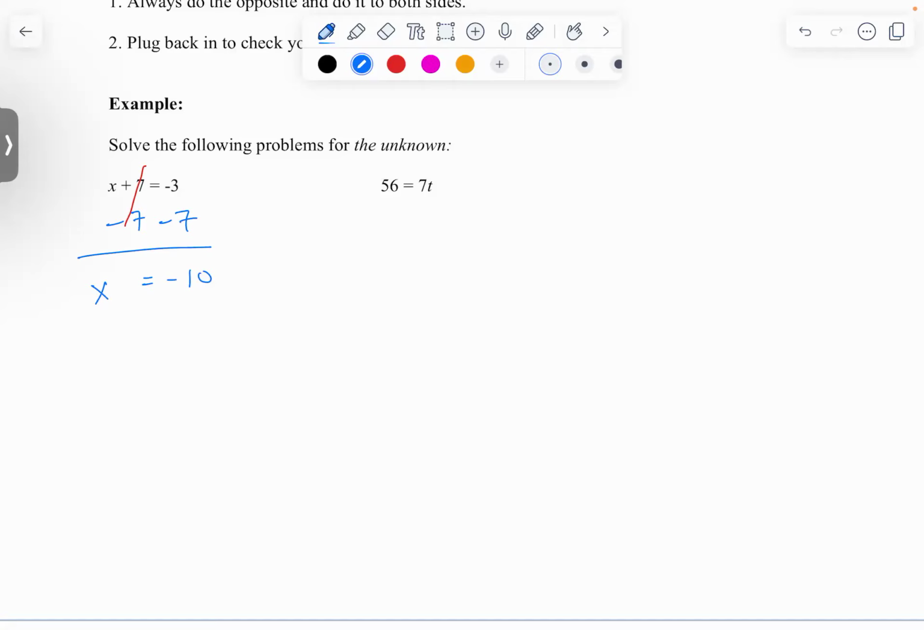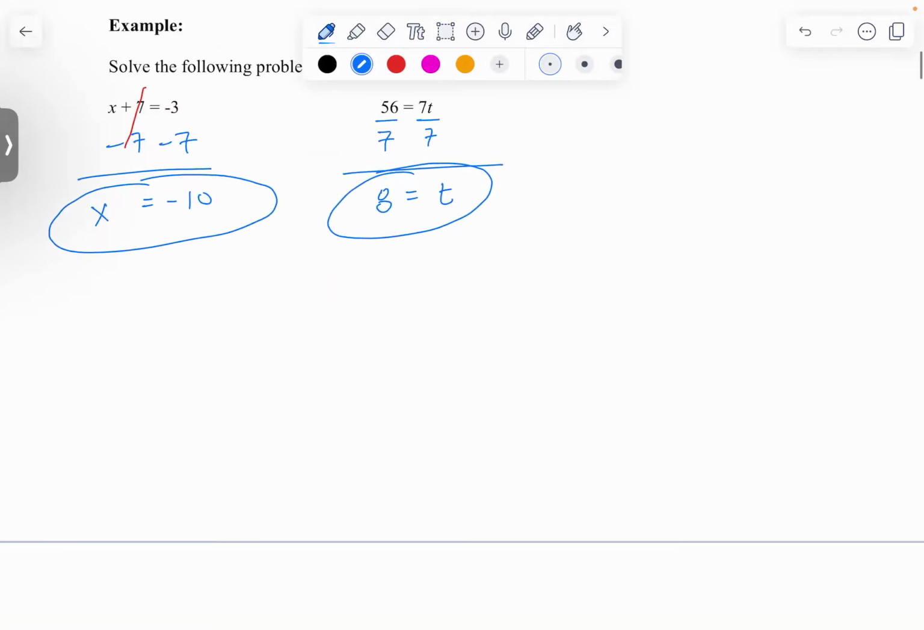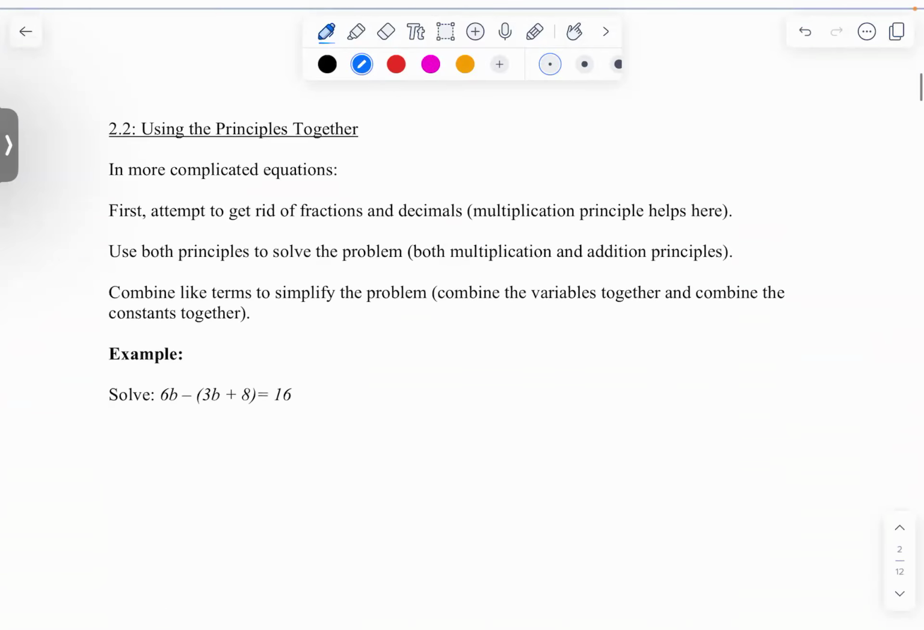Similarly, 56 equals 7t. It does not matter if the variable is on the right or on the left. We isolate the variable, solve for the variable. So 7 is being multiplied, so I'm going to divide both sides by 7. 56 divided by 7 is 8, equals t, and that is our solution. Do the opposite, do it to both sides.